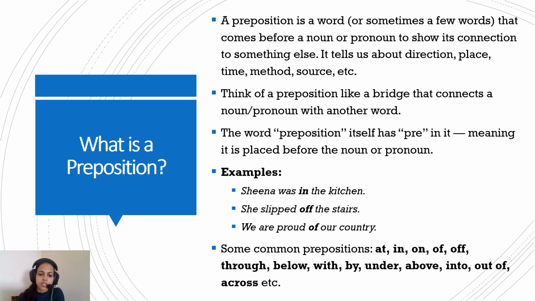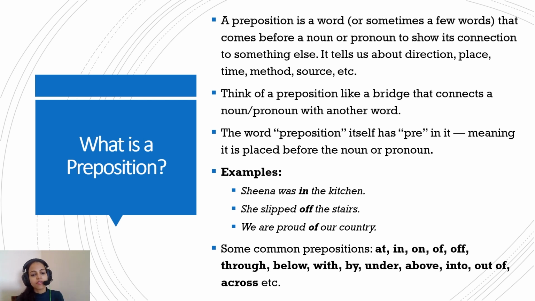So let's try to understand this with the help of examples. Sheena was in the kitchen. Now here the word in is the preposition and it is establishing a connection between the noun Sheena and kitchen. So where was Sheena? She was in the kitchen. So it is telling the place where Sheena was. Similarly, she slipped off the stairs. So the preposition off in the statement is establishing a relationship between the pronoun she and stairs. So where did she slip off from? From where did she slip? She slipped off the stairs.